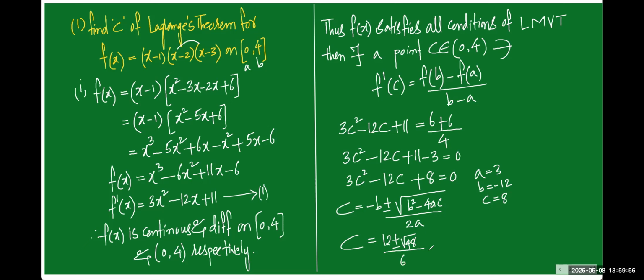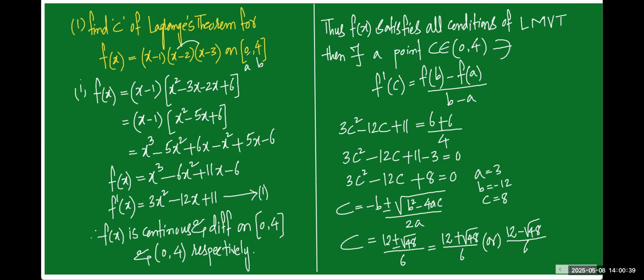Now this value will be solved in two cases. One value of c is 12 plus root 48 by 6, or another possible value of c will be 12 minus root 48 by 6. Out of these two, definitely we get one value which lies between this interval. Can you tell me that value? If you have a calculator, I will also check it.